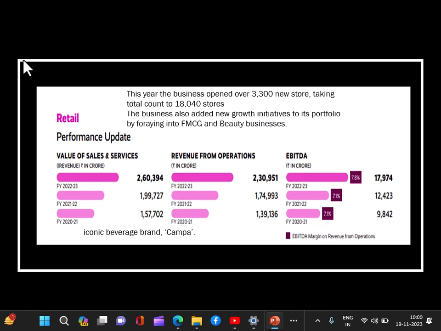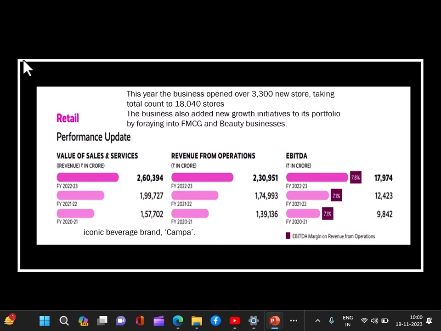What is the difference between value of sales and revenue from operations? They are offering sales and services both. They are in the service industry also, so they're not only selling goods, they're selling services. Yeah, so they're both. In retail they offer some services also, so we'll check what the services are.